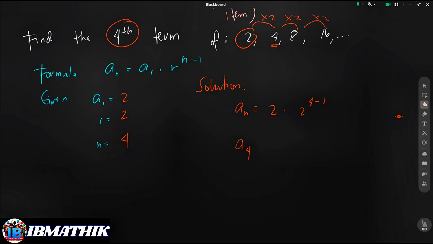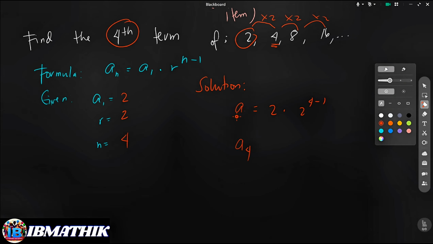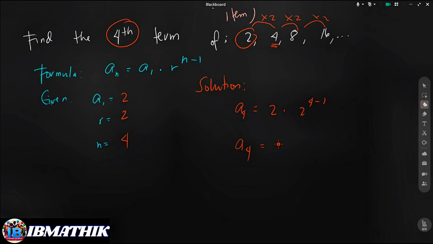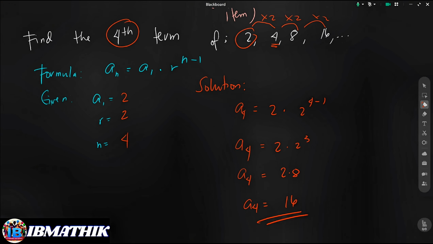Let's move on with the solution. What is our first term? 2 times 2 raised to the power of 4 minus 1. So, yeah, I forgot to change the n. It must be 4 raised to 3. So, we have 2 times 8. So, our fourth term is 16. That's how to do it. Again, this is just a review. Now, let's move on.